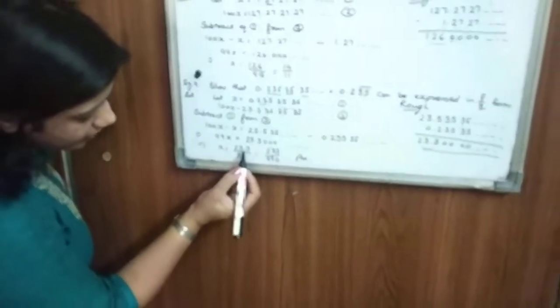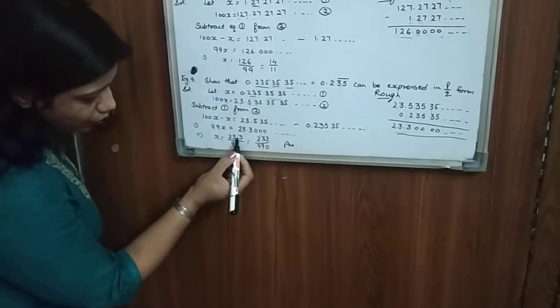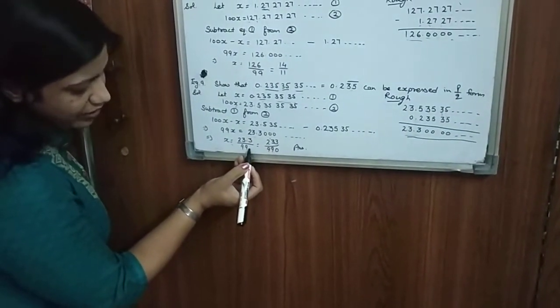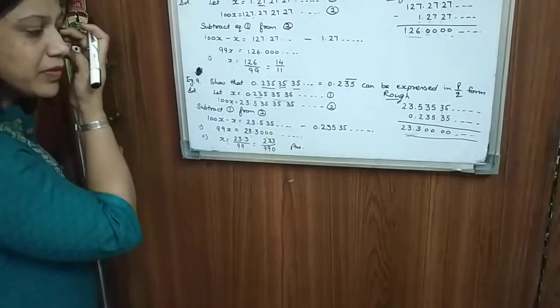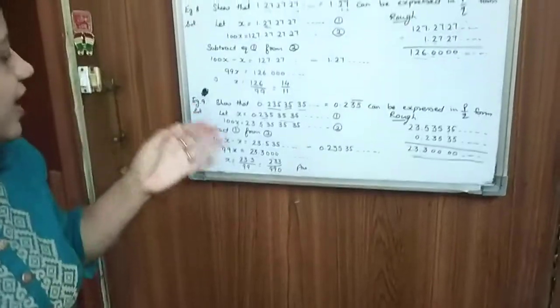You can see here is a decimal place. If we want to remove this decimal, then we have to multiply by 10. So 99 into 10 will be 990. So this was our example 9.